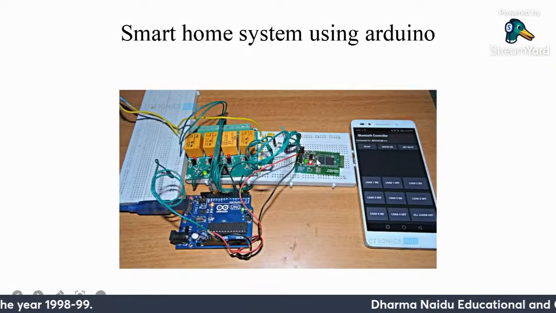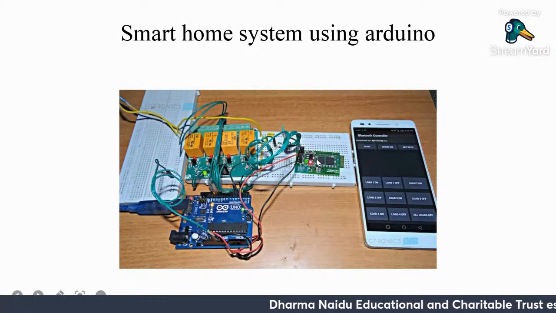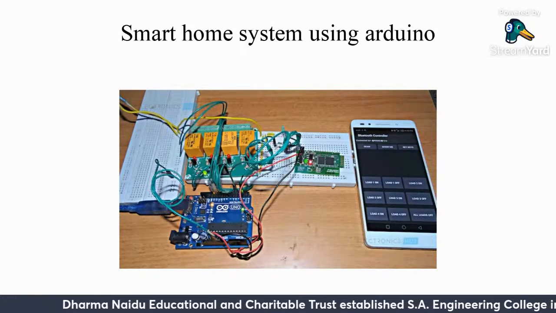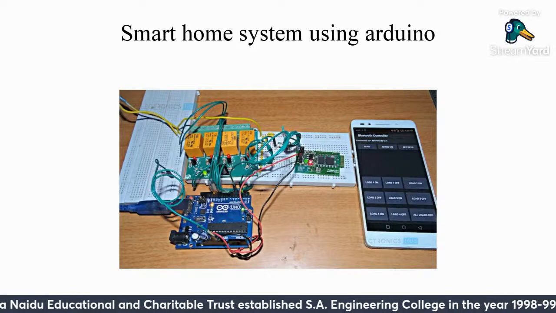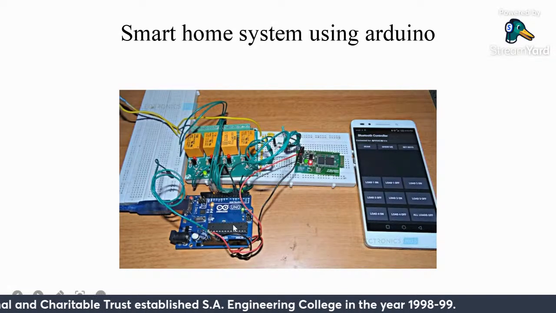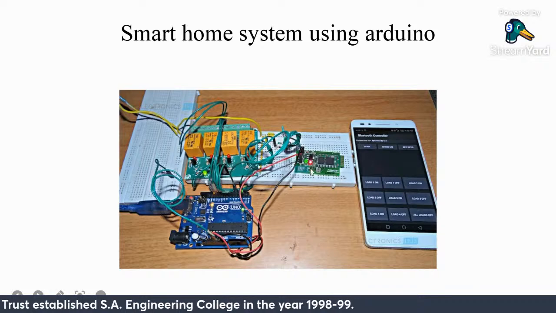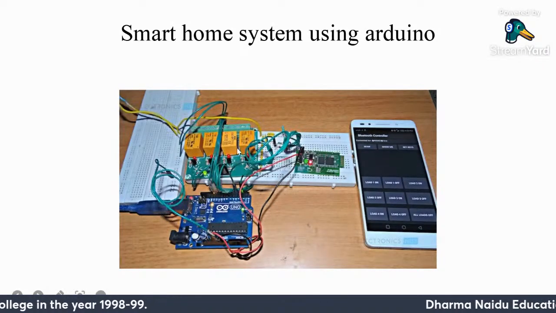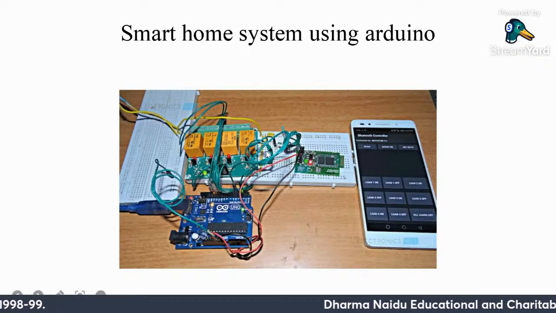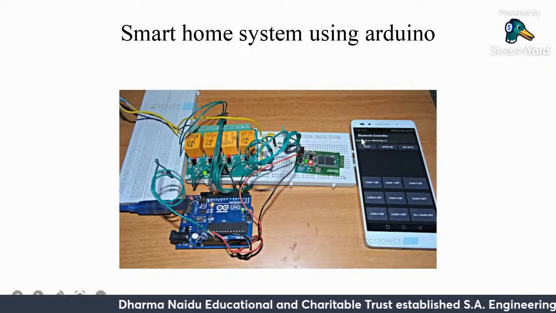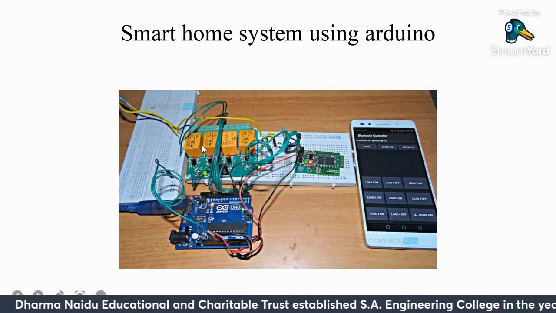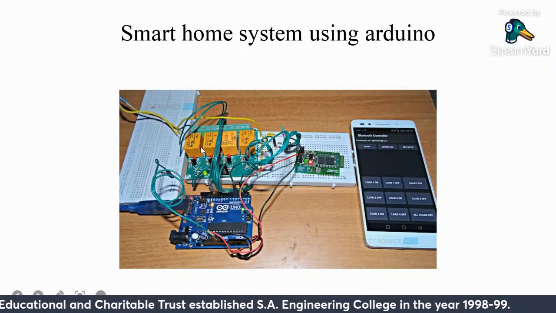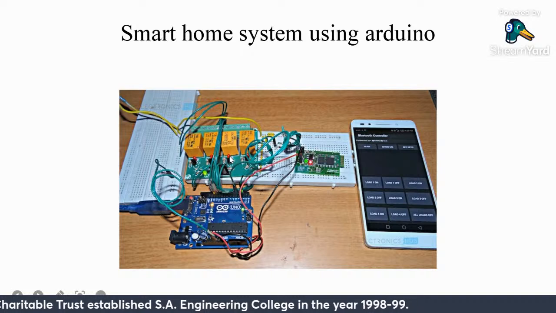Next, coming to the smart home system using Arduino. Actually, in our project, we are using a different microcontroller, but in this system, Arduino is used. Here you can see the Bluetooth module. By using this Bluetooth module, we are connecting this whole home automation system to this mobile application. You can clearly see that Bluetooth controller. And these are all the relays for turning on and turning off the certain loads which we want to operate.